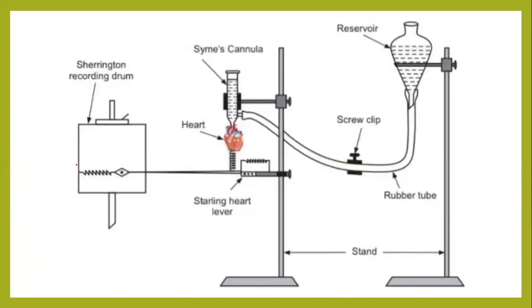Okay, so this is the assembly. This is the reservoir into which we have to put the PSS. This is the screw clip which will regulate the flow of the fluid PSS through this tubing, which goes into this Symes cannula. It holds some amount of PSS, which is certainly less than this reservoir.